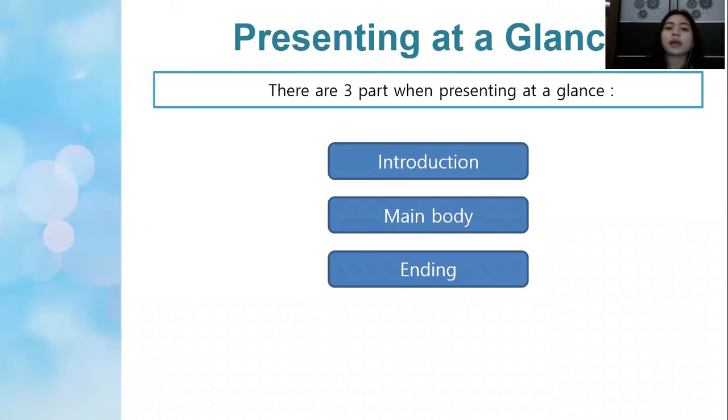And that's all about handling questions. Let's jump into the last topic, which is presenting at a glance. There are three parts when presenting at a glance. The first one is introduction, next is main body, and next is ending.